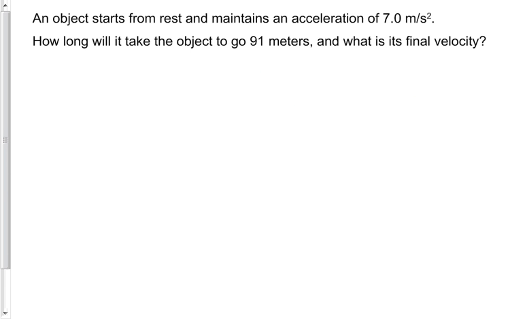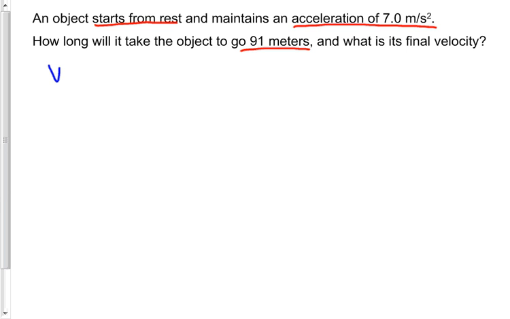An object starts from rest, there's another hidden given right there, and maintains an acceleration of 7.0 meters per second squared, the same acceleration as last time. Now, if I want to know how long it will take the object to go 91 meters, there's another given right there, and I'm also looking for the final velocity. So let's identify those givens.